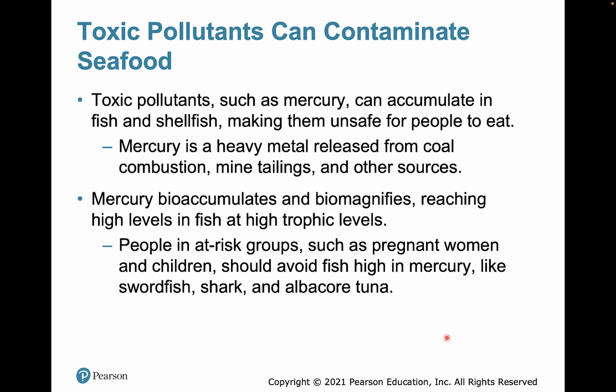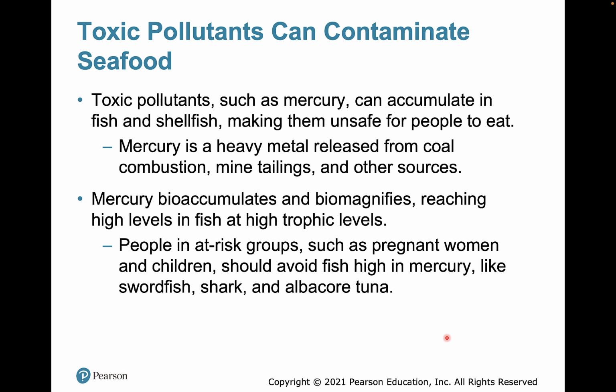So we talked about this, and we talked about the ecology stuff. Toxic pollutants like mercury and lead will accumulate in fish and shellfish, which makes them unsafe for people to eat. Mercury comes from burning coal and from mining tailings for the most part. And we talked about mercury bioaccumulating and then biomagnifying. It accumulates in the tissues at higher concentrations than it is in the environment. And then as those organisms get consumed up the food chain, it magnifies at higher trophic levels.